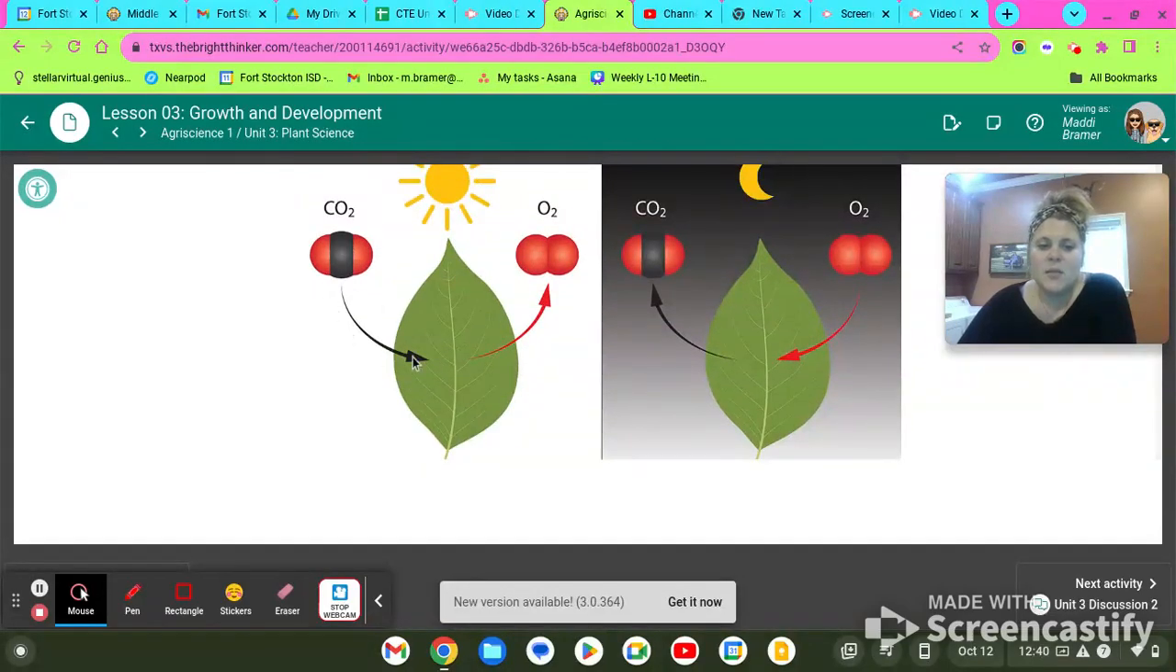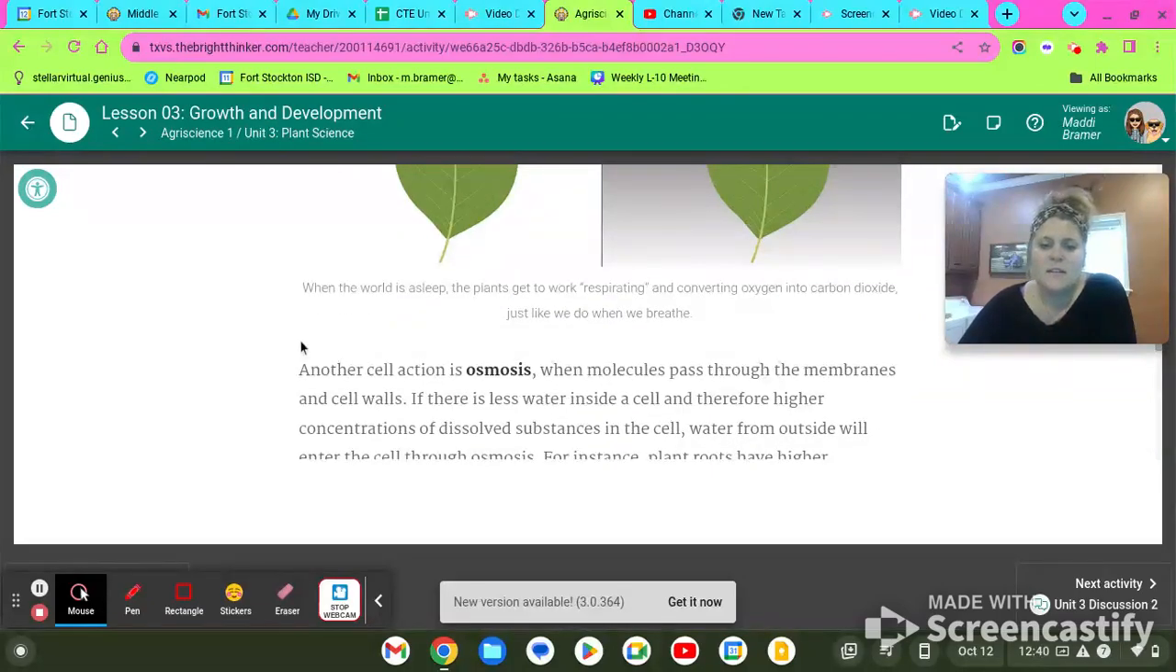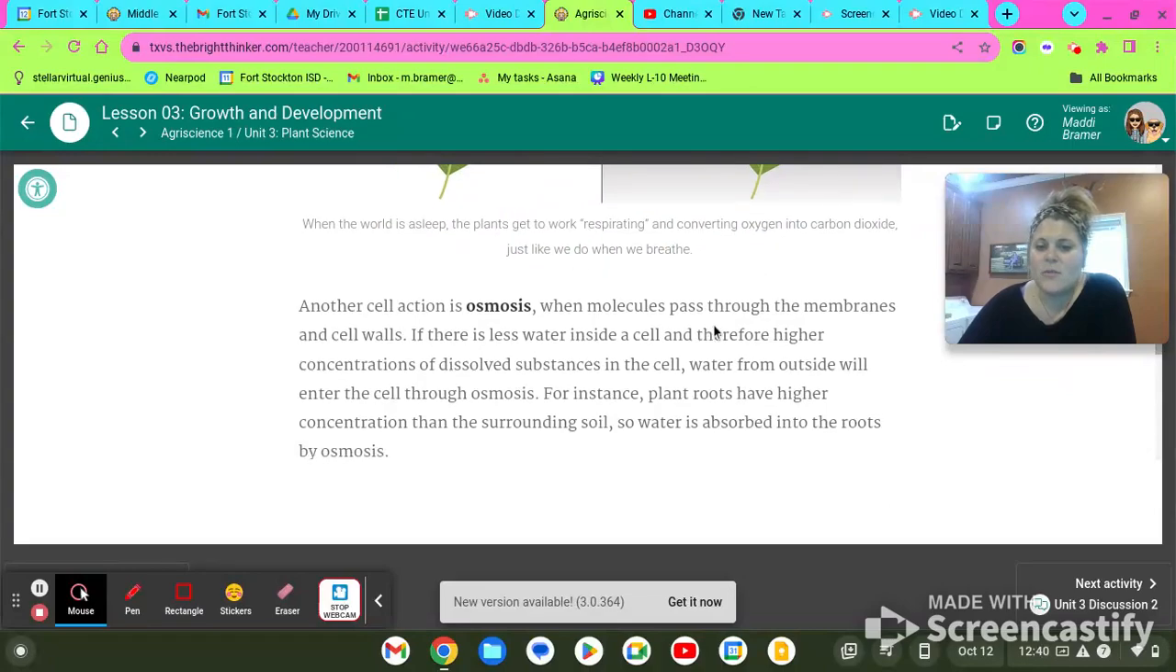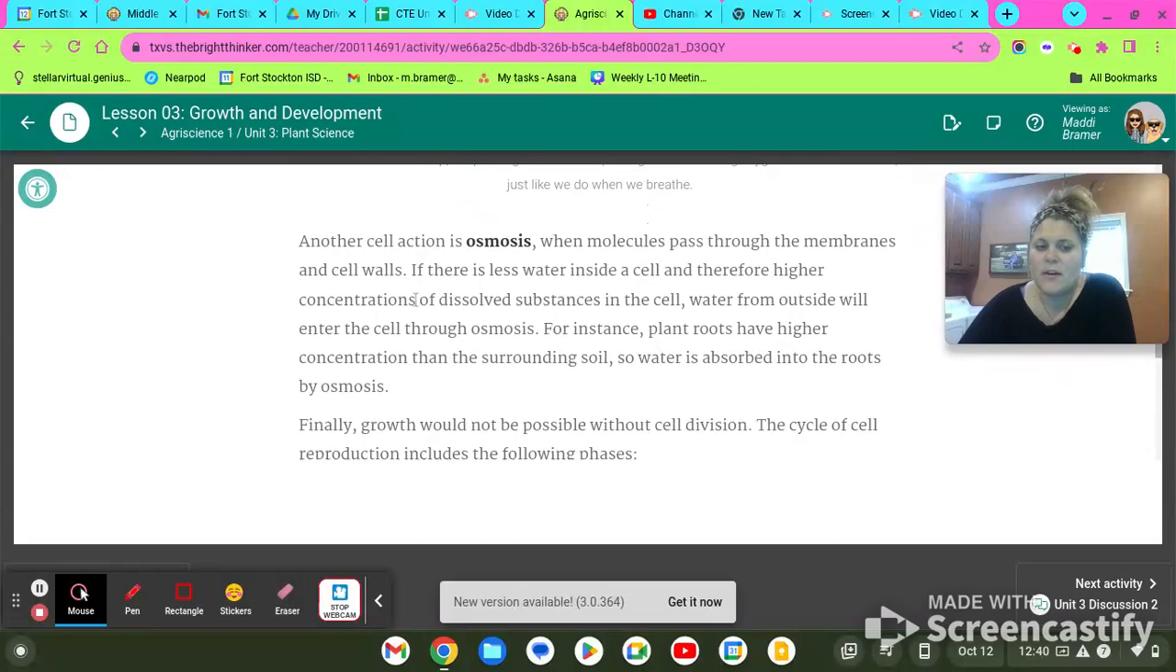So it takes in carbon dioxide and puts out oxygen during the day. At night, it takes in oxygen and puts out carbon dioxide. So when the world is asleep, the plants get to work respirating, converting oxygen into carbon dioxide, just like we do when we breathe. So they do both.